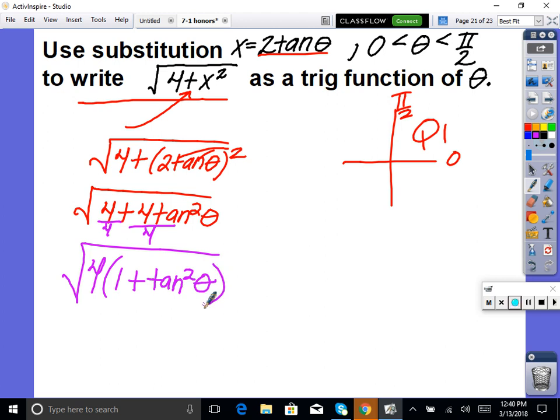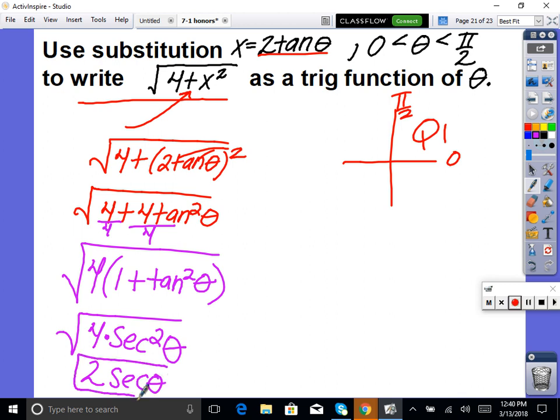Well, 2 terms. It's better to have 1 term. Can we write that as 1 term? We have the square root of 4 times secant squared theta. Well, because that's a multiplication sign, can't I square root that, square root that? Yes, because it's a multiplication sign. Square root of 4 is 2. Square root of secant squared is secant. Nice.